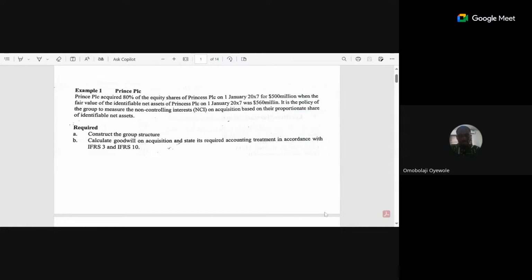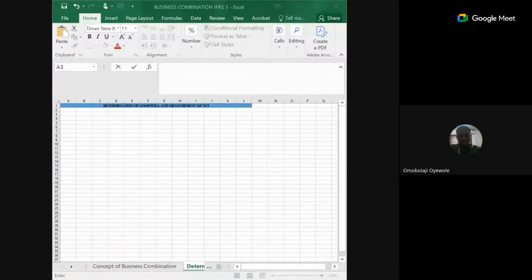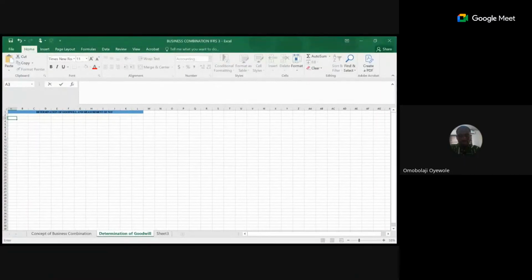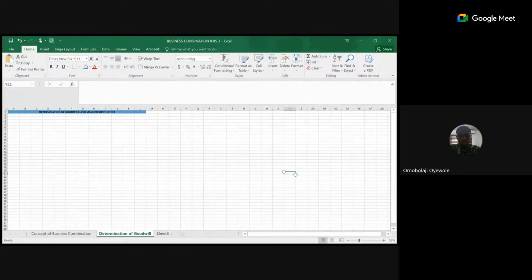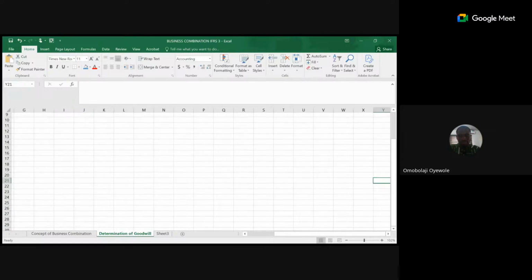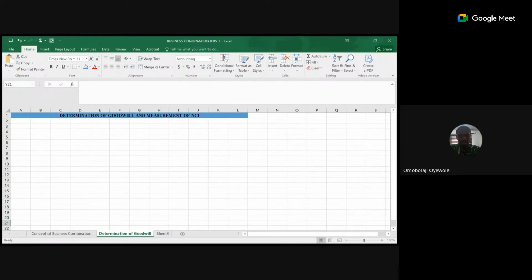So let me bring it back to the solution sheet. Can you see the solution sheet now? Yes. Okay. So let's go. Okay. So illustration 1.